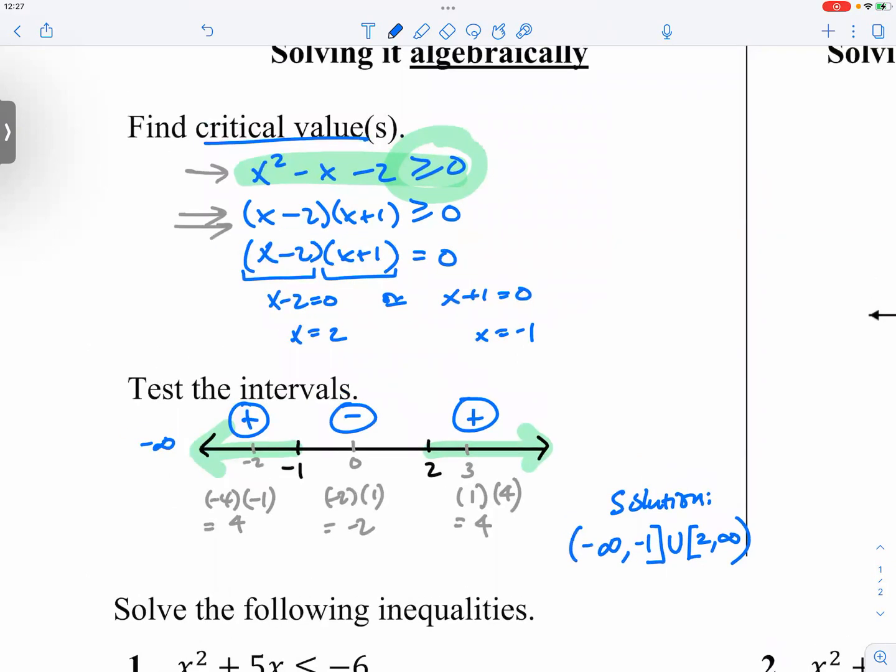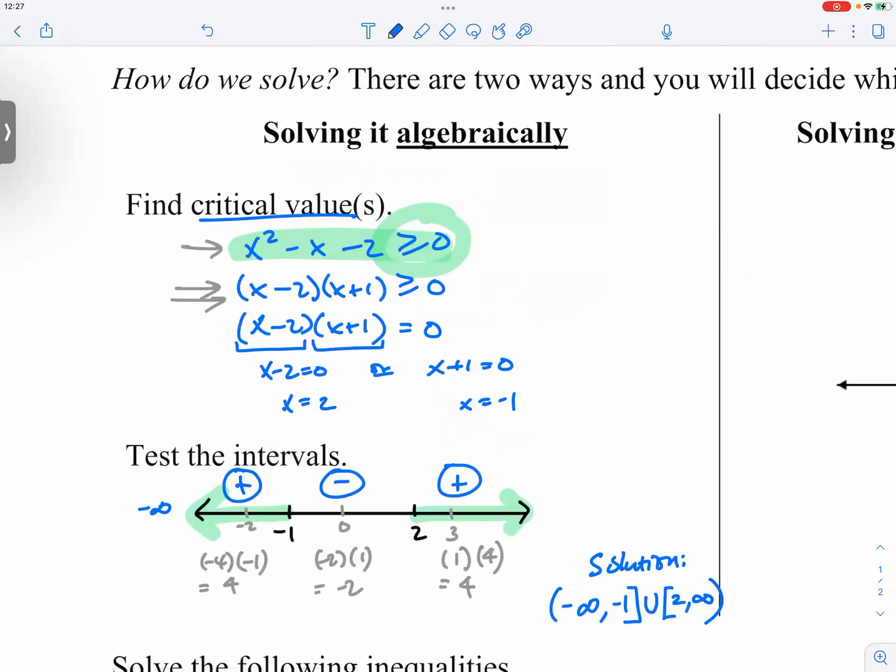So again, it's like what you have done. We factor, we solve, but we are only solving for the values that would give us 0. And then we've got to test the intervals to see if the intervals are going to give us the proper values and make the statement true. And we only include the x values that would make the statement true.